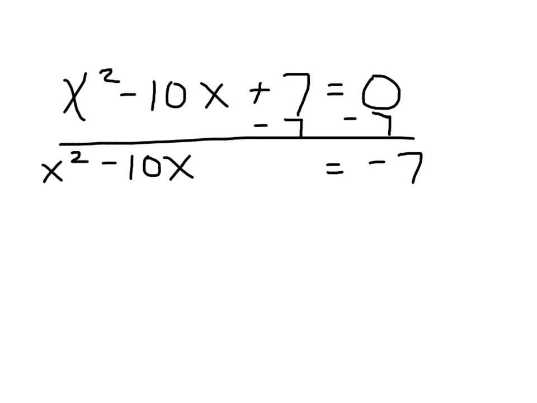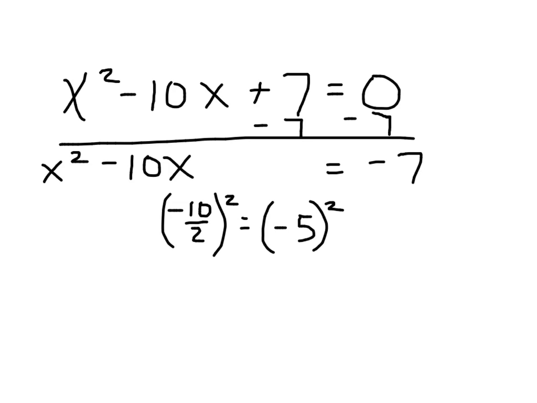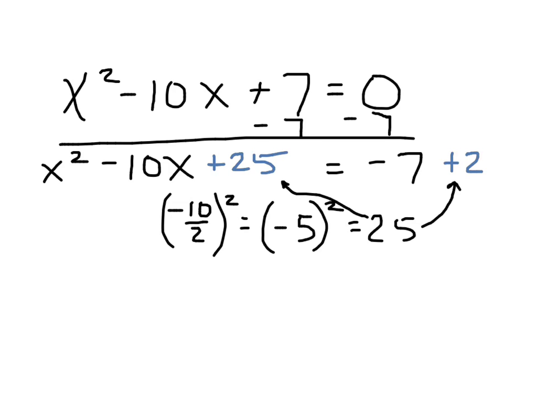What number is in the B position? Negative 10. What's negative 10 divided by 2? Negative 5. What's negative 5 squared? 25. Good. So 25 is going to go to both sides. So I'm going to add 25 here and add 25 there. Is everybody okay with that step there?